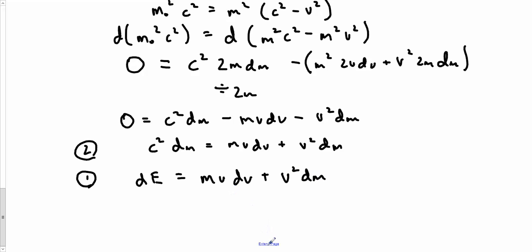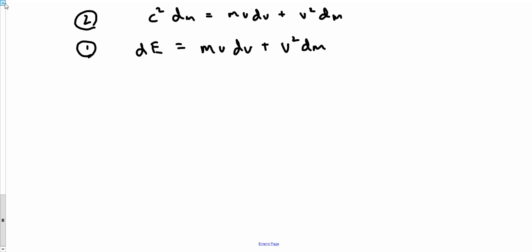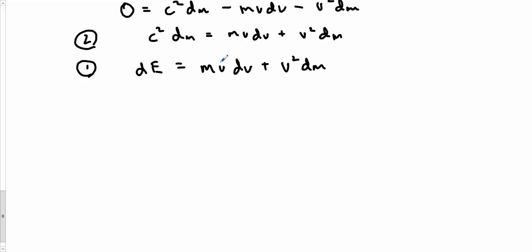Now, if I compare these two equations right here, mv dv plus v squared dm, both of these things are equal to this, so therefore these two things are equal to each other. So dE is equal to c squared dm.